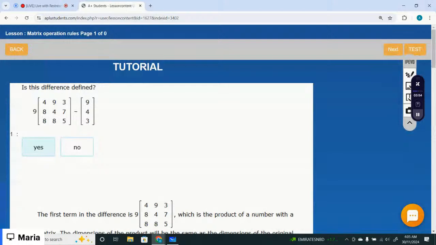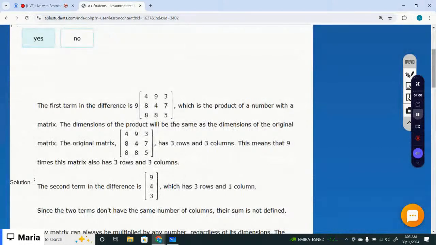Is the difference defined? The first term in the difference is 9 times a matrix, the product of a number with a matrix. 9 is a number and that is a matrix. The dimension of the product will be the same as the dimensions of the original matrix. The original matrix has 3 rows and 3 columns. That means that 9 times this matrix also has 3 rows, 3 columns.